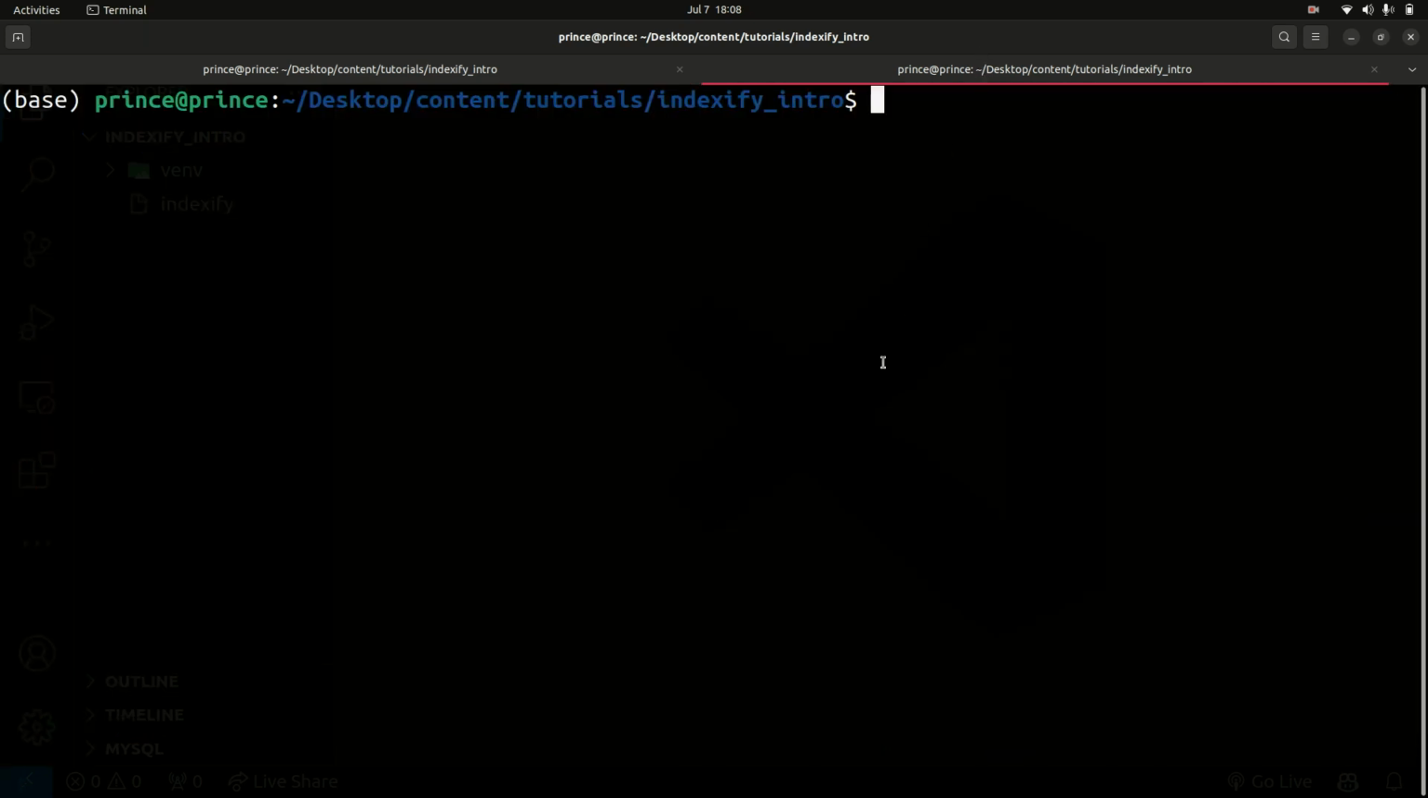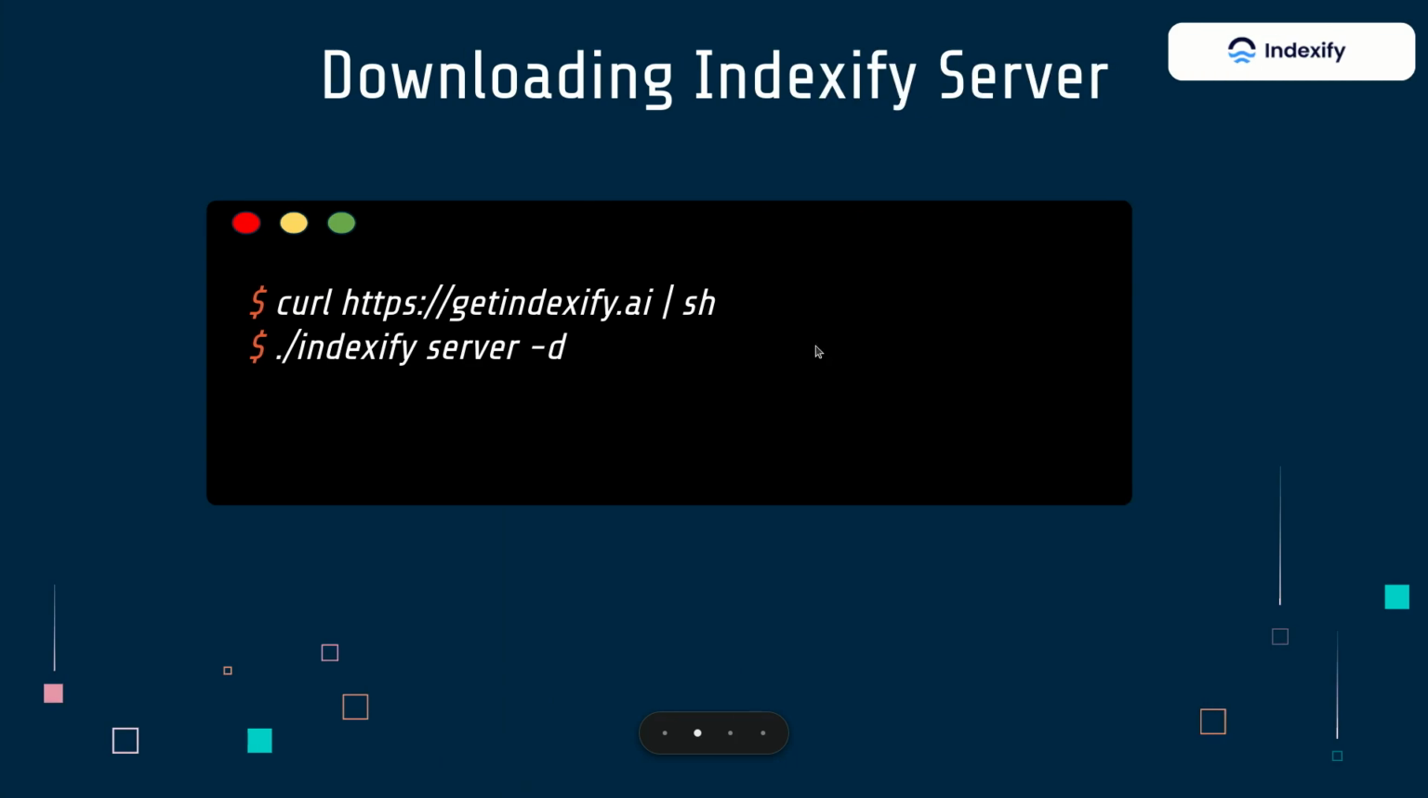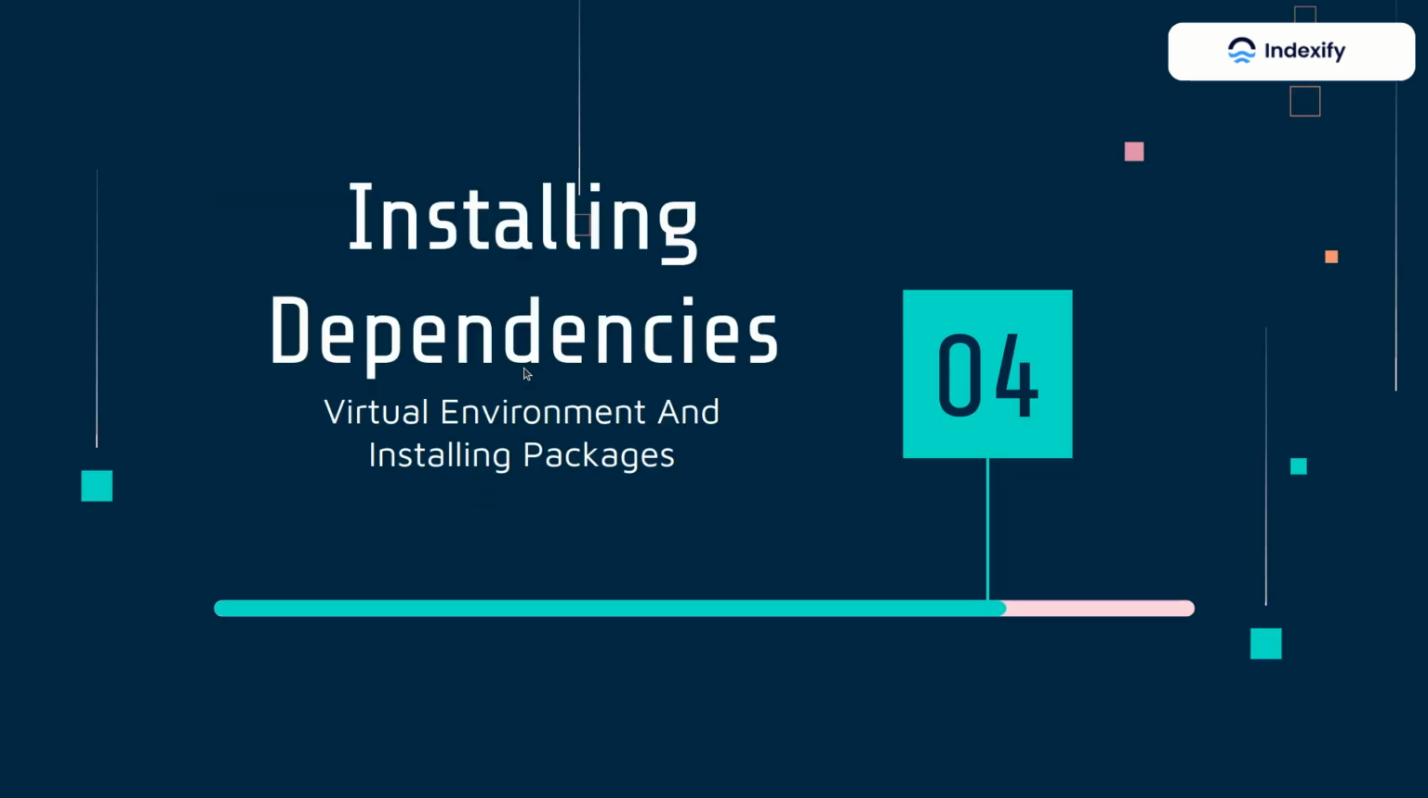Good. So let me just go back in here. We have done these two steps, right? We have gotten the Indexify server, and you're also running the Indexify server. Awesome. So now let's look at installing the dependencies that we need. We need a couple of dependencies. So we're going to go ahead and create a virtual environment, and then from the virtual environment, you're going to activate it and install a couple of dependencies.